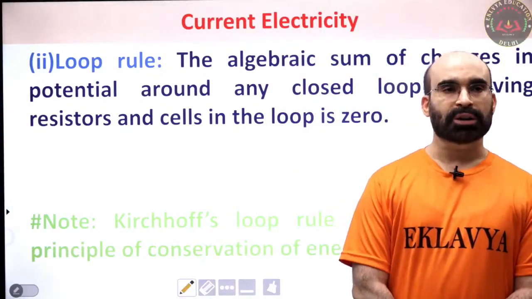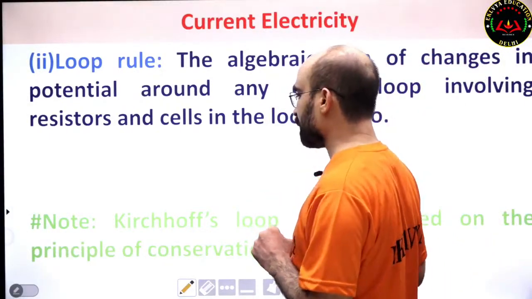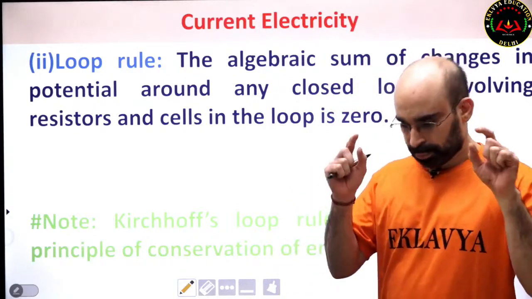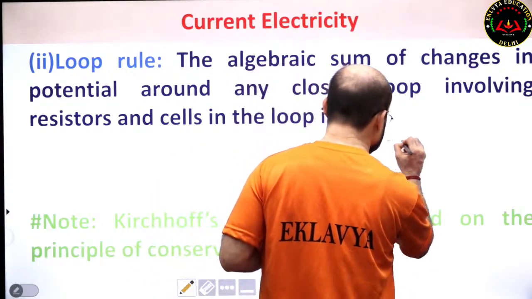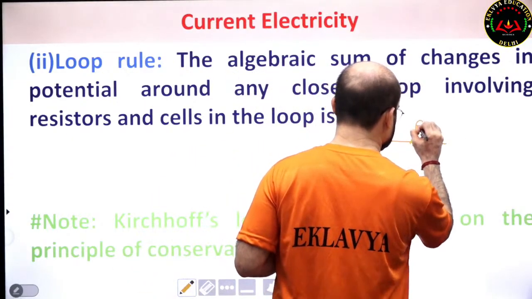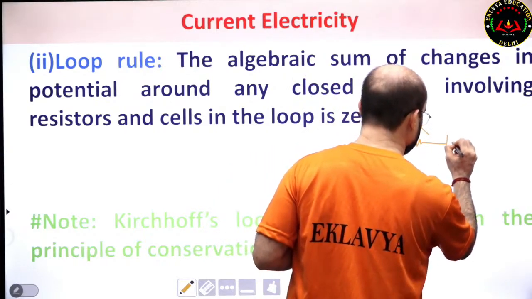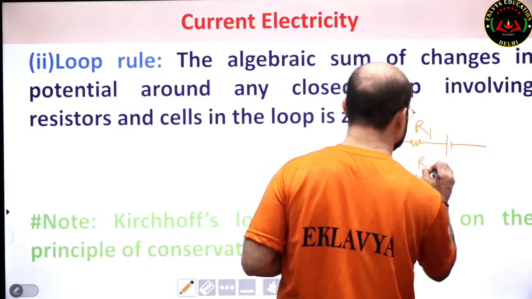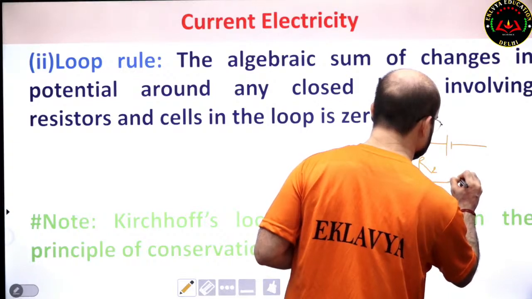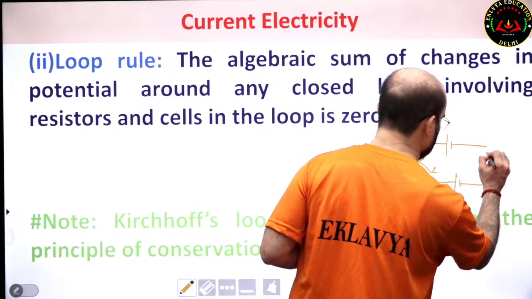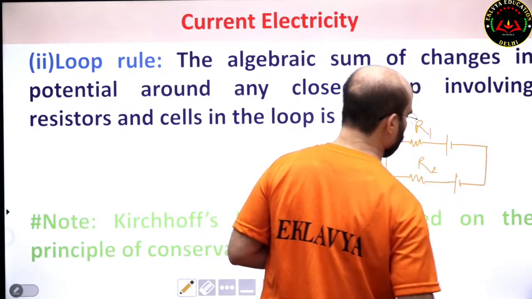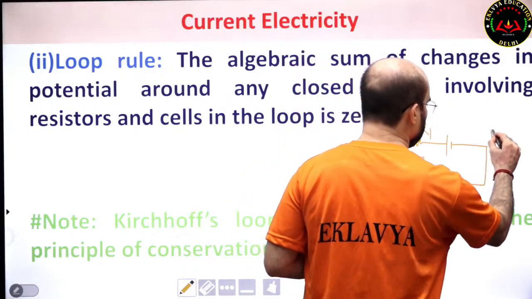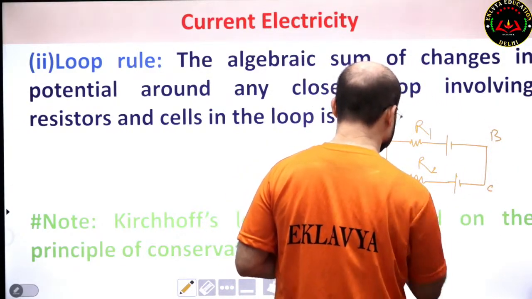So let us understand what is happening in this. Suppose you have got a circuit, a complete loop. I am taking one circuit consisting of one cell, a resistor R1, another resistor R2, and then again let's put one more cell. So this is the circuit. This is the closed loop, right? So A, B, C and D.